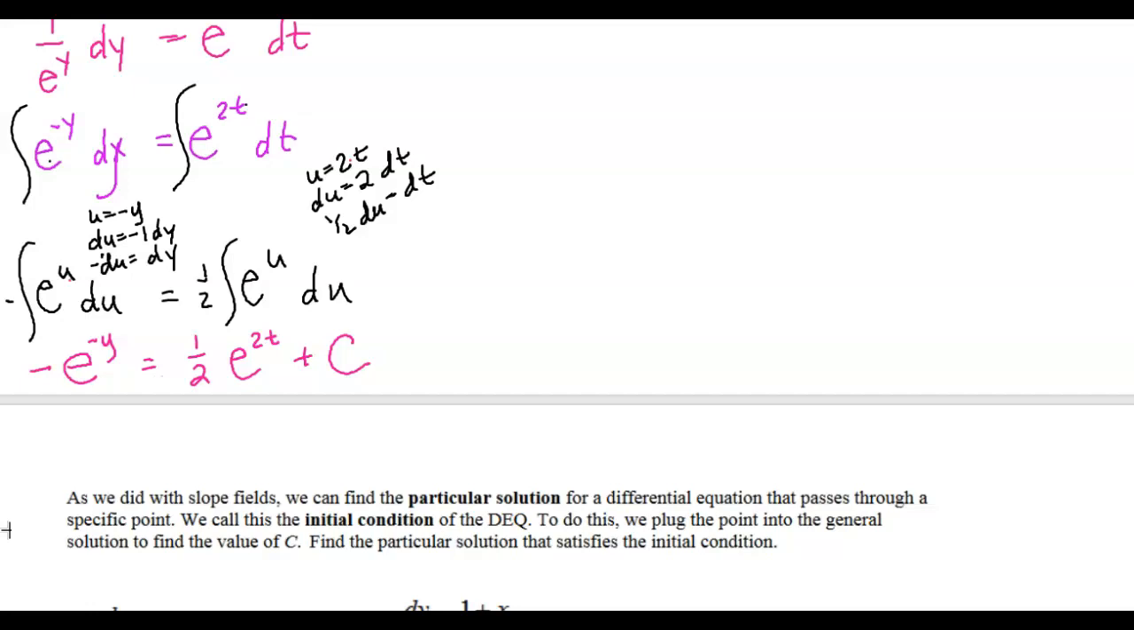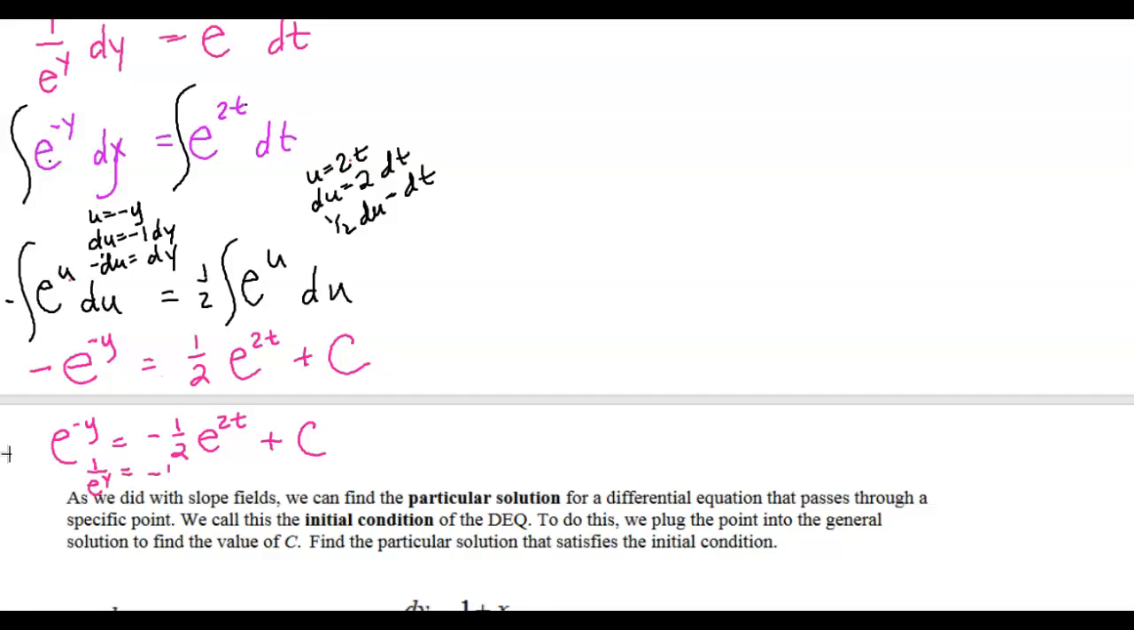Now, we need to get y by itself, and it is in the exponent. So I'm going to go ahead and divide everything by -1. So e to the negative y equals -1/2 e to the 2t. Remember, that just stays a plus c. And then this one's kind of hard. You have two choices. You could either take the log of both sides, or you can rewrite this. So I'm just going to go ahead and choose to rewrite it. So I get 1 over e to the y.